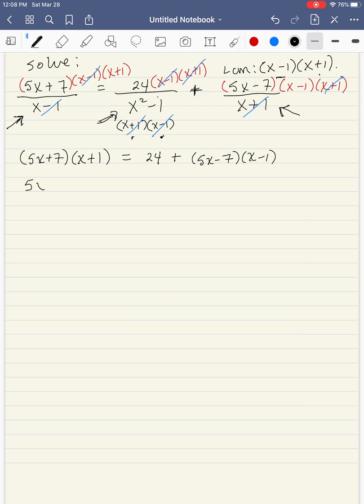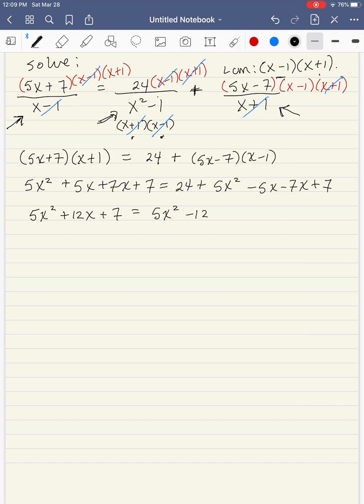So when I FOIL this first part out, 5x times x is 5x squared, 5x times 1 plus 7x plus 7. The 24 just drops down, the plus just drops down, and then plus 7. Now I'm going to combine like terms on each side separately. All right, and I have that. Now, we can go ahead and solve this equation.